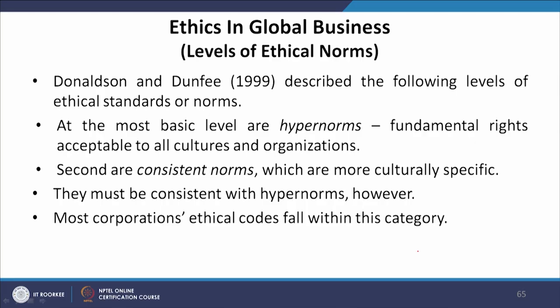Now, let us look at the levels of ethical norms. So, Donaldson and Dunphy, 1999, described the following levels of ethical standards or norms. At the most basic level are hyper norms, fundamental rights acceptable to all cultures and organizations. Second are consistent norms, which are more culturally specific. They must be consistent with hyper norms. However, most corporations' ethical code fall within this category.